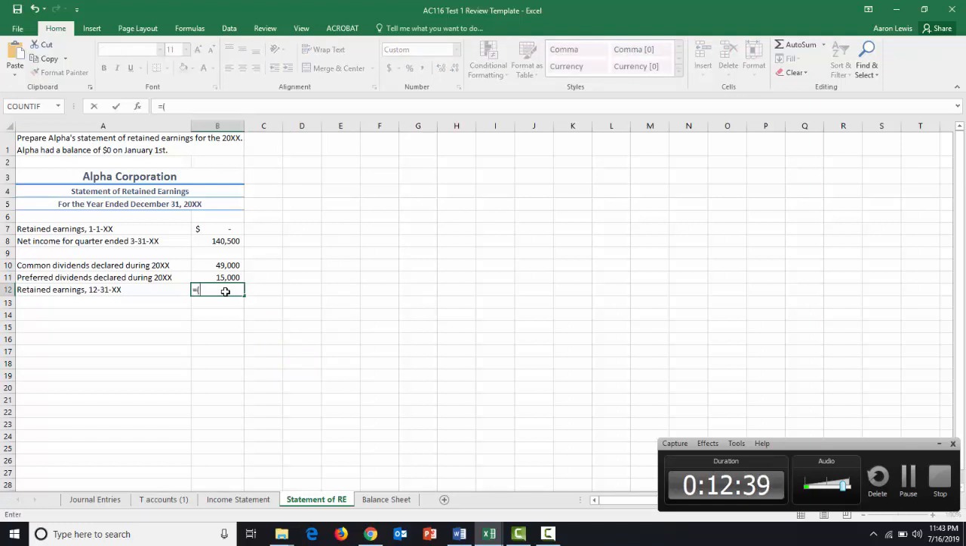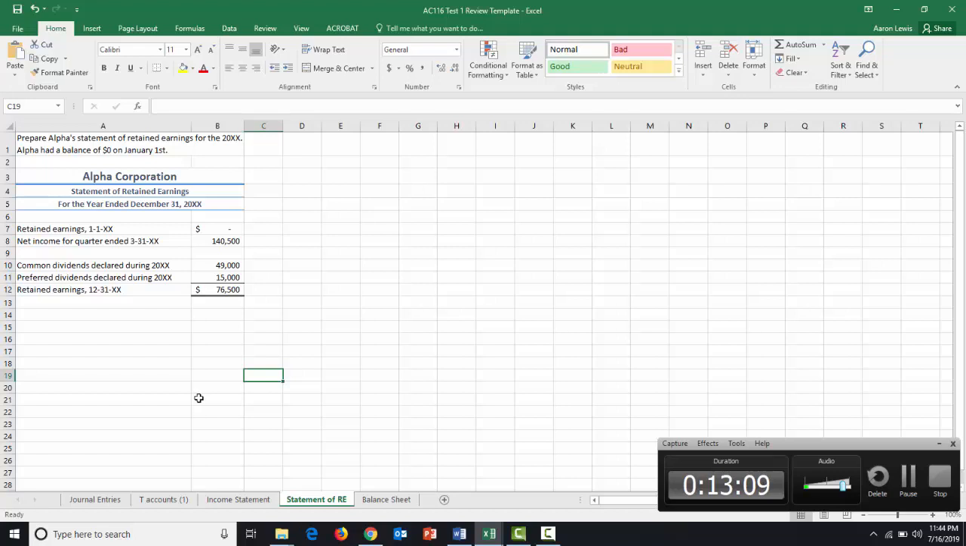So for our retained earnings during the period, the formula that always gets us here is equal to the sum of our beginning retained earnings plus the amount of net income we had during the period minus the amount of common dividends we declared plus the amount of preferred dividends we declared. And in total, Alpha Corporation had retained earnings of $76,500.